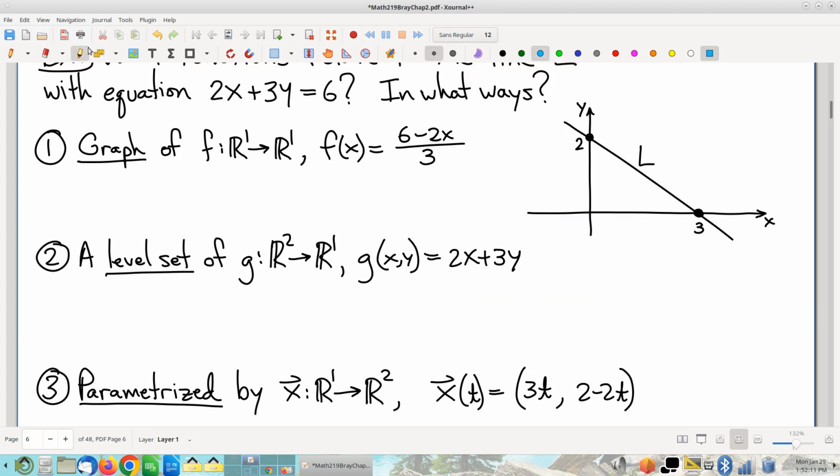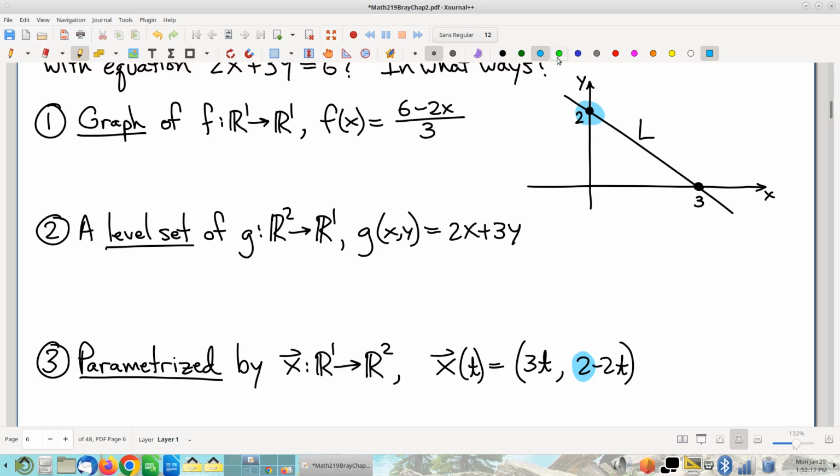We've parameterized lines before. I'll just point out that there's your x naught, and that gives rise to this 2. And here is your difference vector, aka your direction vector, and that gives this 3 and this minus 2. And x naught plus tv, etc., and you multiply it out, and you'll get this. So you can fill in those details. But again, a different function.